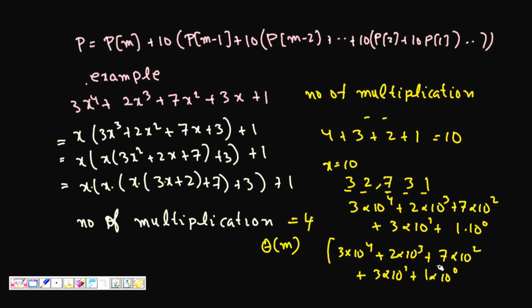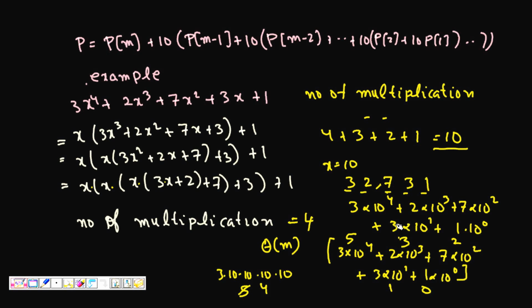And if you see here, how many multiplications do we need? 3 into 10 into 10 into 10, so that is 4 multiplications here. Similarly, 3 here, 2 here, 1 here, and 0 here. So we have 4 plus 3 plus 2 plus 1, so 10 multiplications are required.